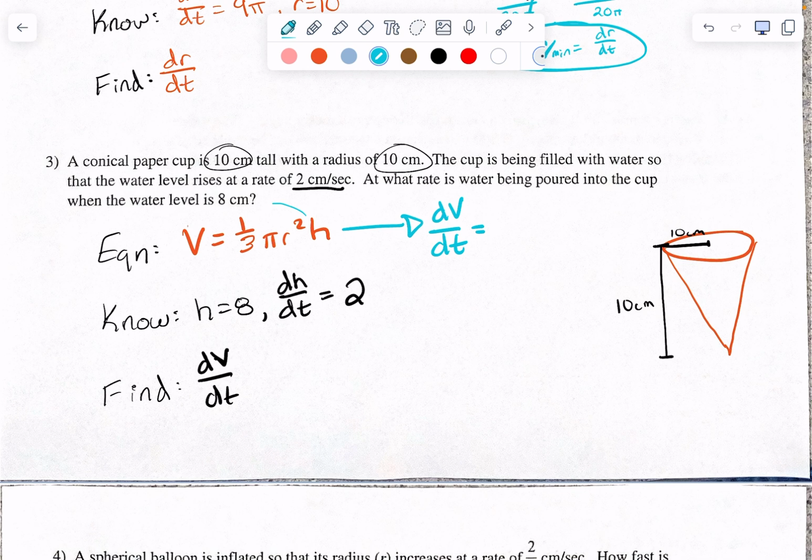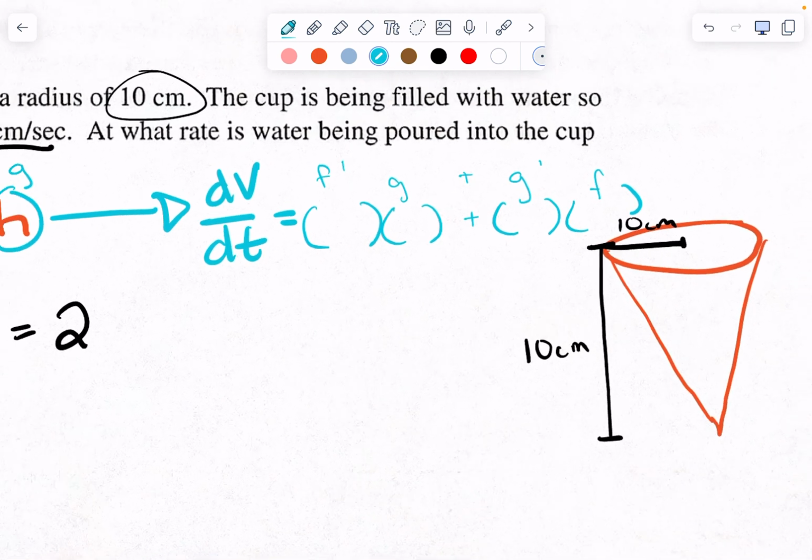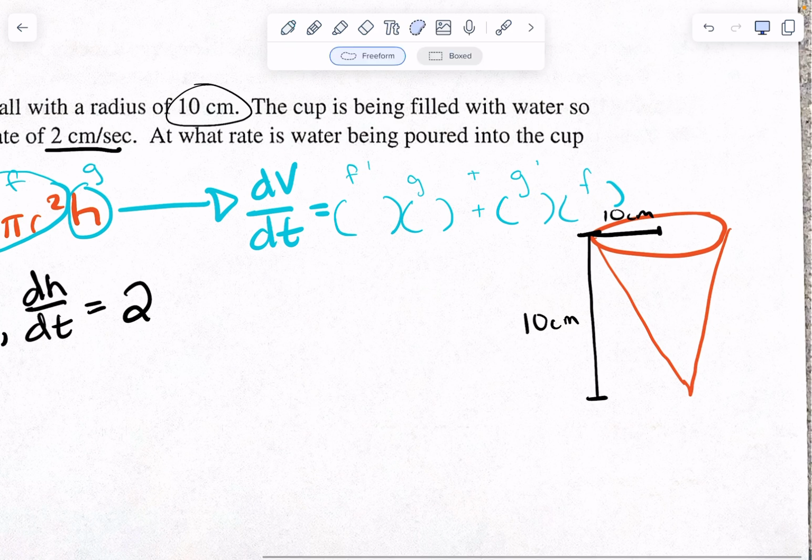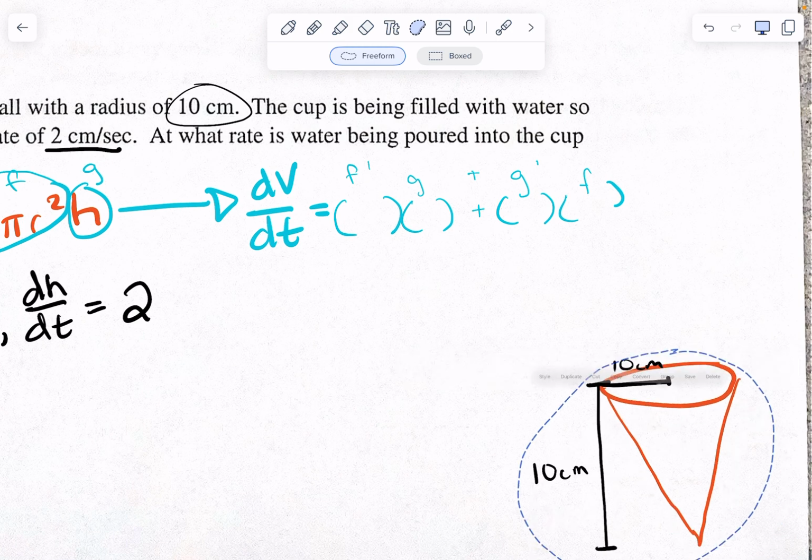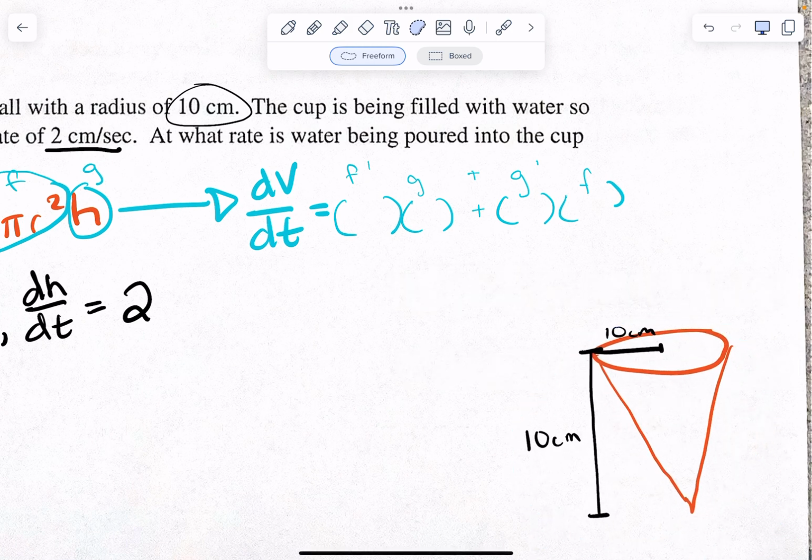Here we have to use the product rule, right? This is F, and this is G. So F prime G plus G prime F. I'm going to run out of room. F prime G plus G prime F. Okay, maybe I'll move my picture down. There we go.